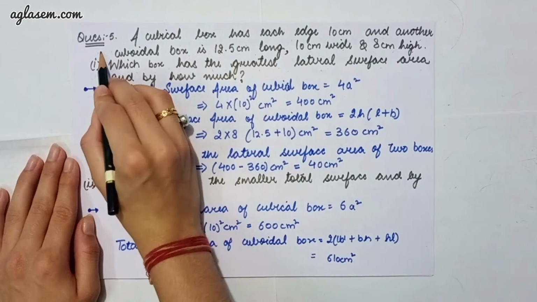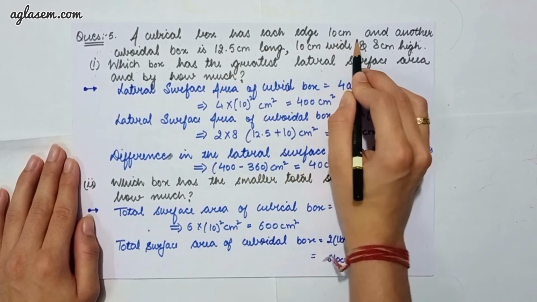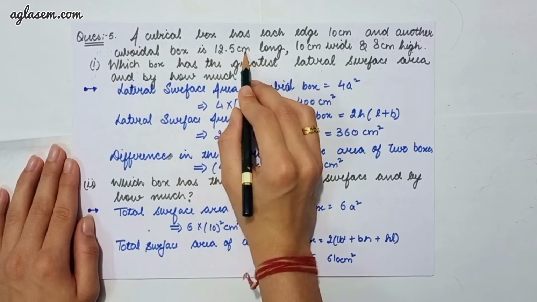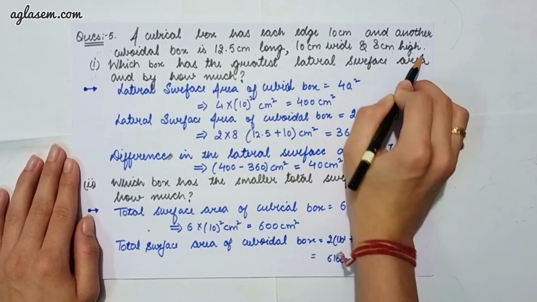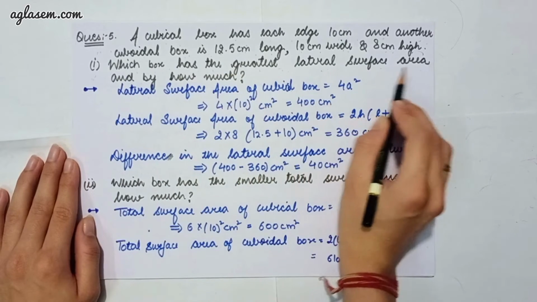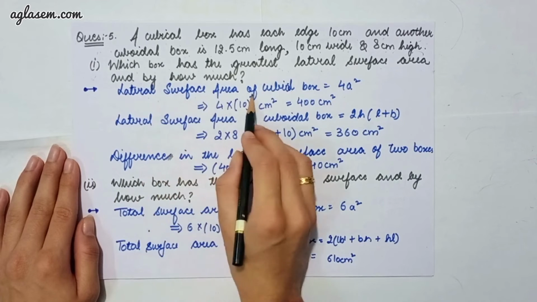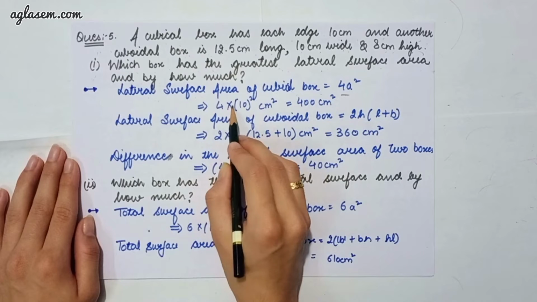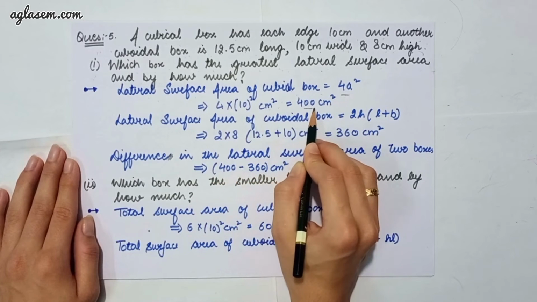Moving to our fifth question, which says a cubical box has each edge 10 cm and another cuboidal box is 12.5 cm long, 10 cm wide and 8 cm high. So the first part says which box has the greatest lateral surface area and by how much? So the answer is lateral surface area of cubical box, that is 4a square. So by applying 4 into 10 power 2 centimeter square will give you 400 centimeter square.